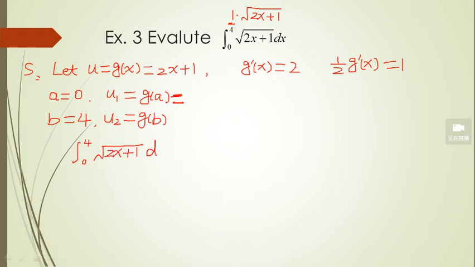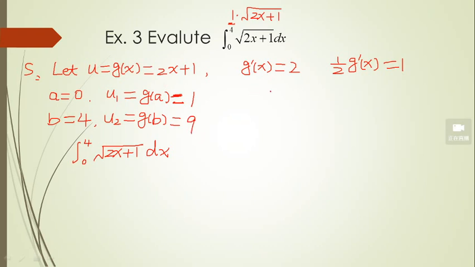Alright, let me just continue. So when a is 0, x is 0, right? g(a), okay. So g(a) is when x is 0, we get 1. And then g(b), when b is 4, we get 9, right?